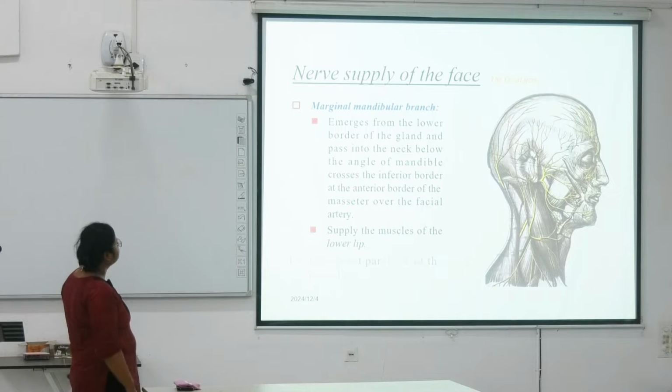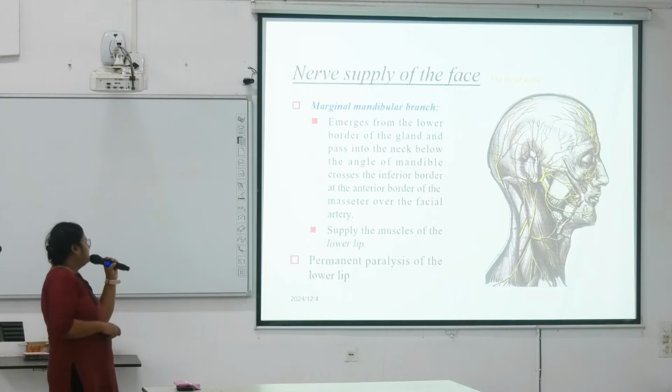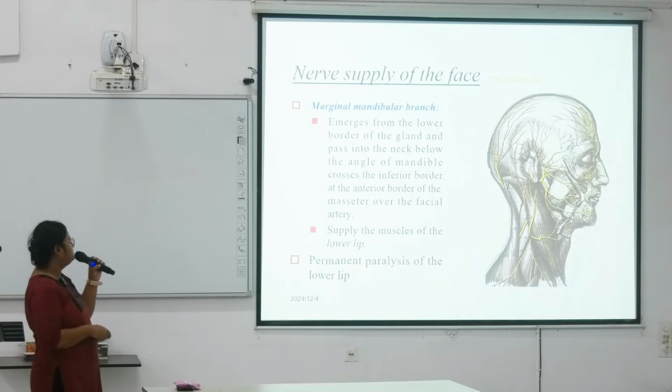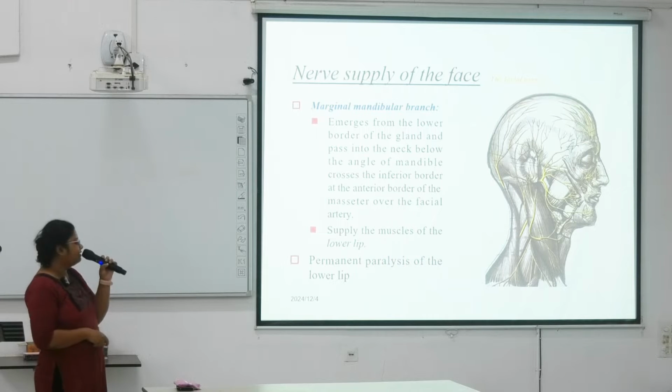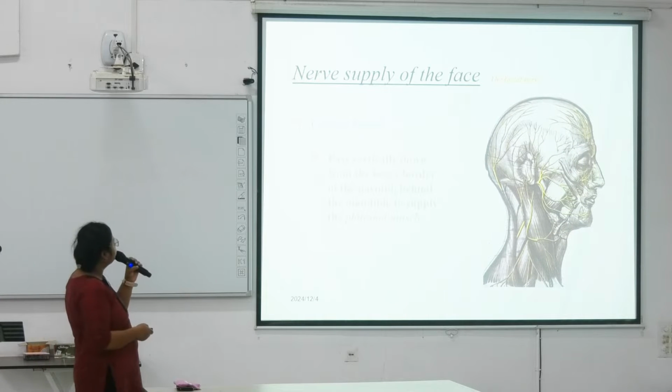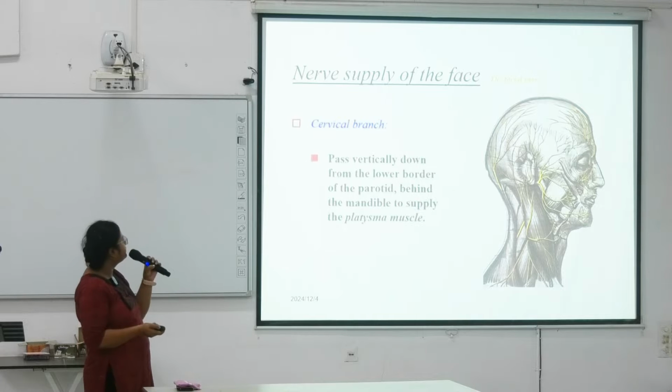Next, paralysis of this branch leads to paralysis of the lower lip. Next, it passes vertically downward from the lower border of the parotid. See, this is the cervical branch.